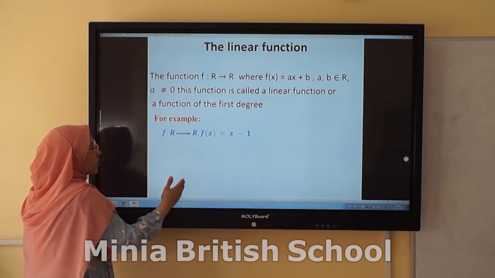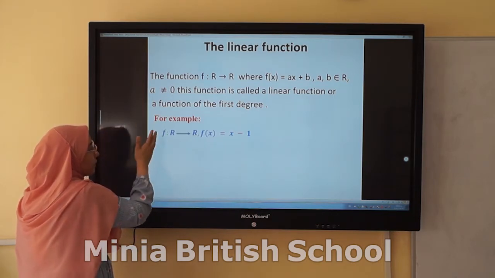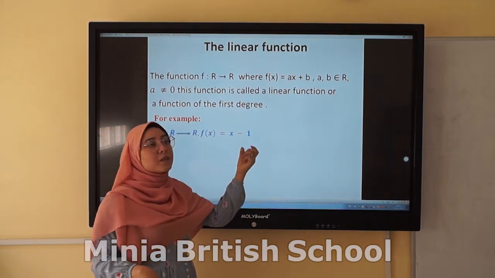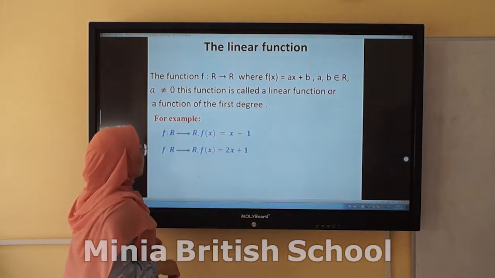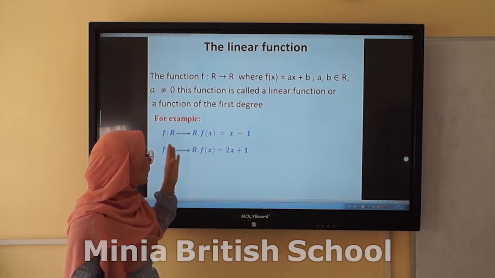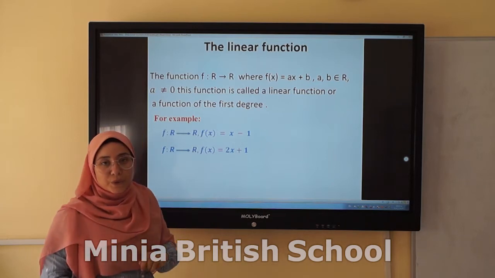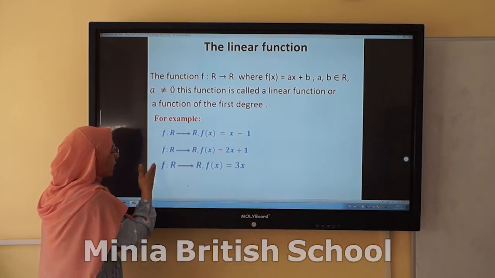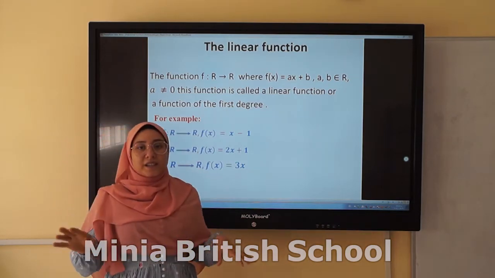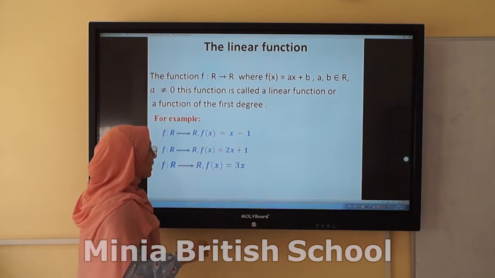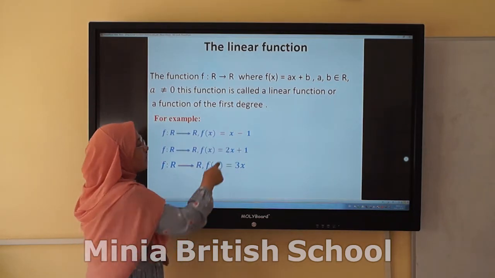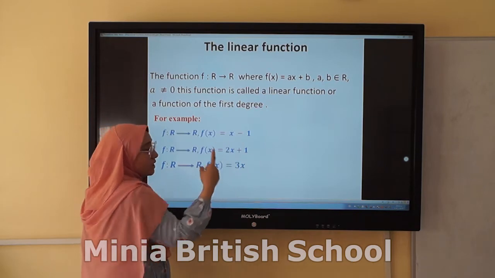Here, f is a function from R to R, where f(x) equals x minus 1. Another one, f(x) equals x plus 1, okay? Here, f(x) equals 3x. In each function here, the index of x equals 1.